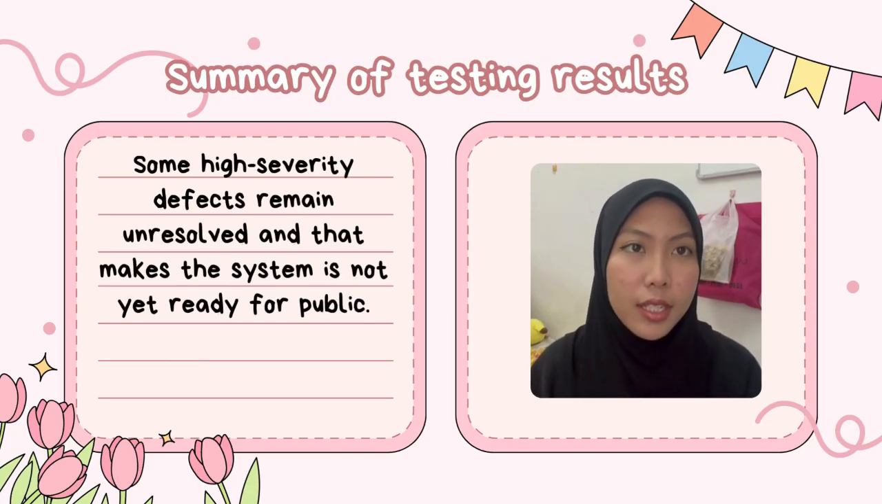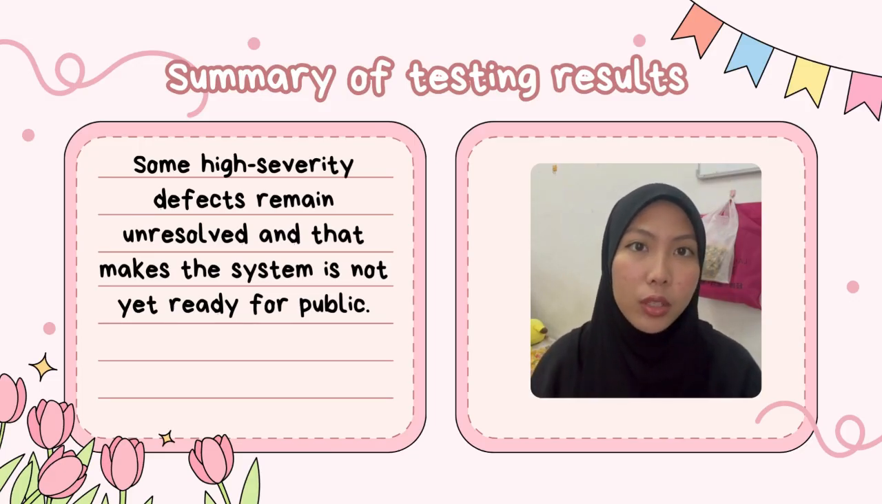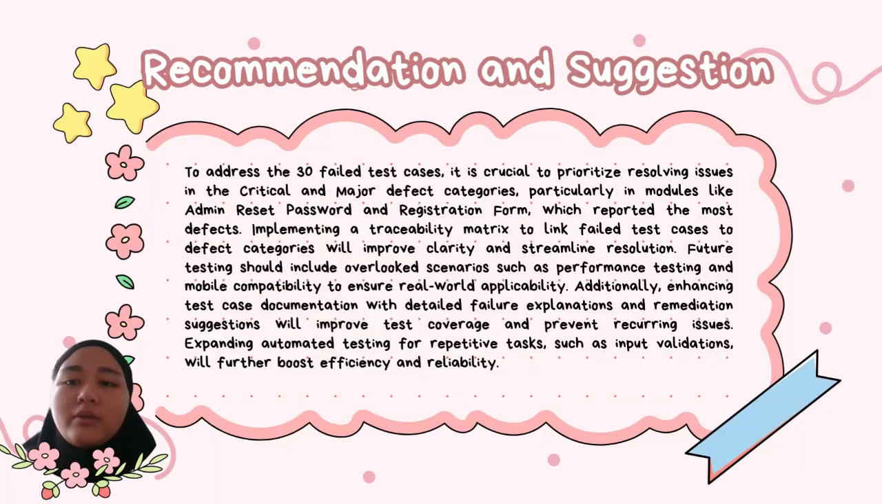Although all planned test cases have been executed and the defects documented, some high-severity defects remain unresolved. Consequently, the system is not yet ready for public deployment. Addressing this critical issue will be essential before the system can go live. Based on this project, we have made recommendations and suggestions, which is to address the 30 failed test cases. It is crucial to prioritize resolving issues in the critical and major defect categories, particularly in modules like admin reset password and registration form, which reported the most defects.